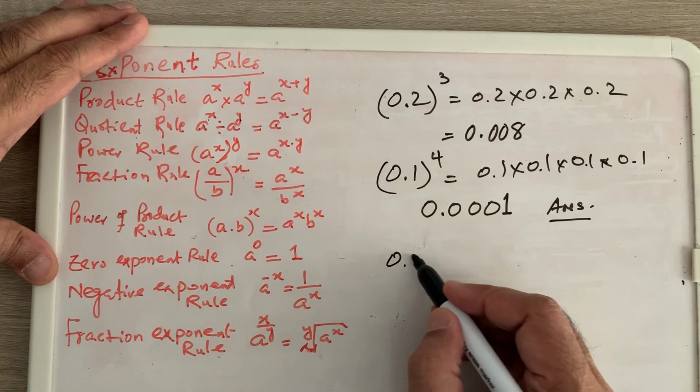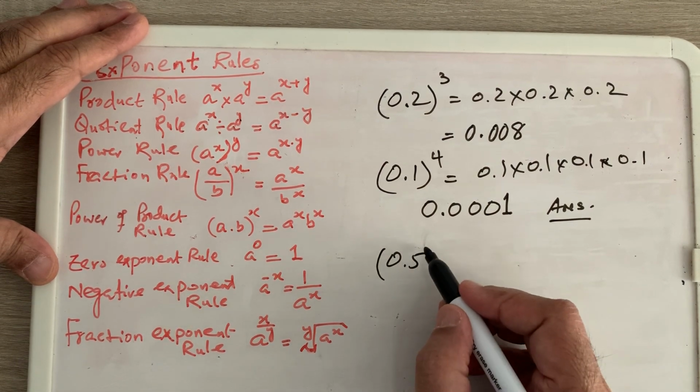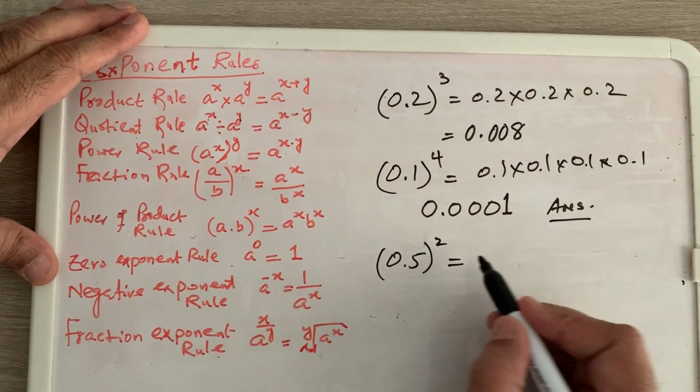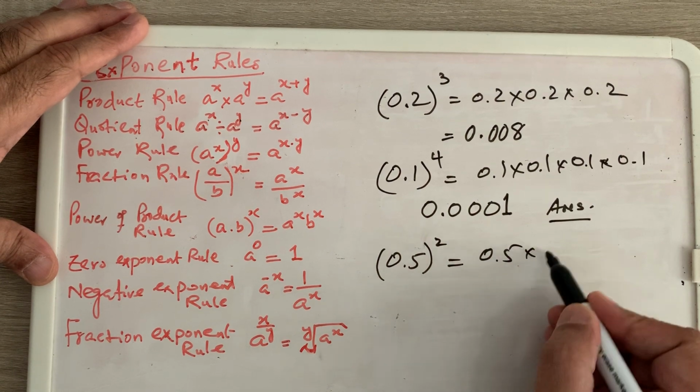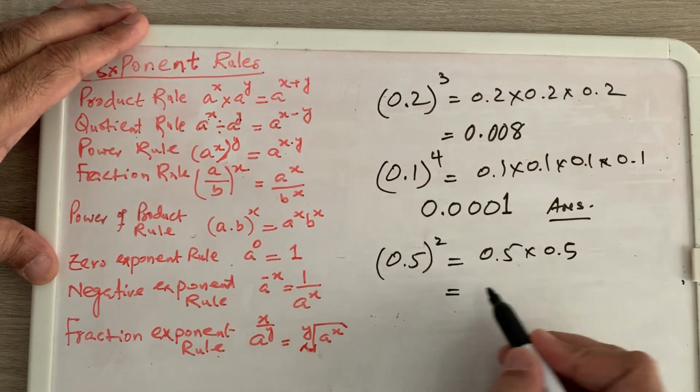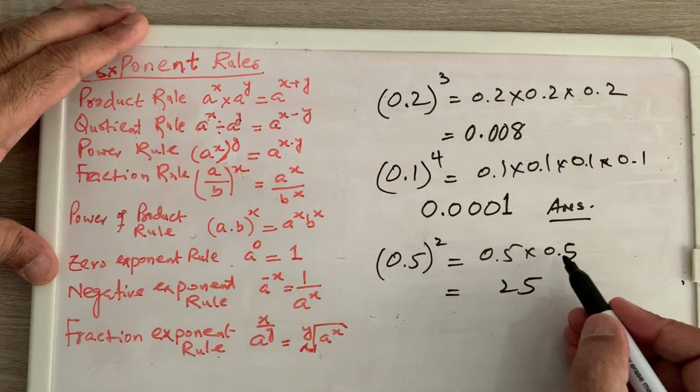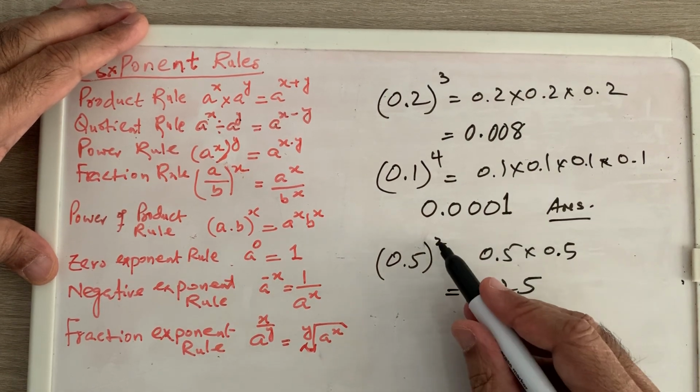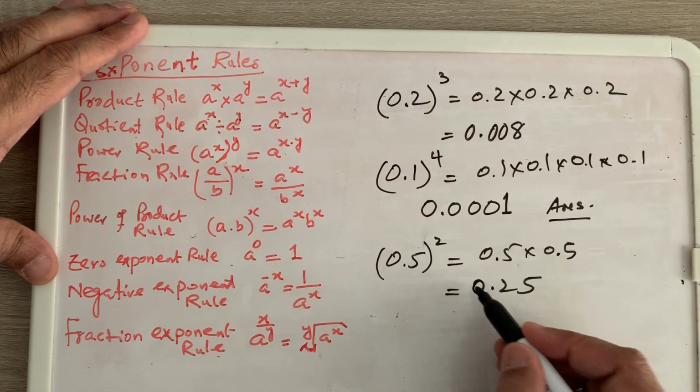If you have, for example, 0.5 whole square, then you say 0.5 times 0.5, which gives you 25, but where your decimal is after 2 places, right? So your answer is 0.25.